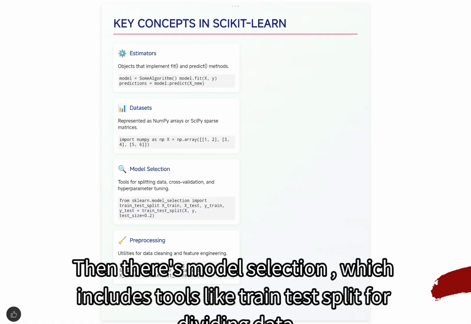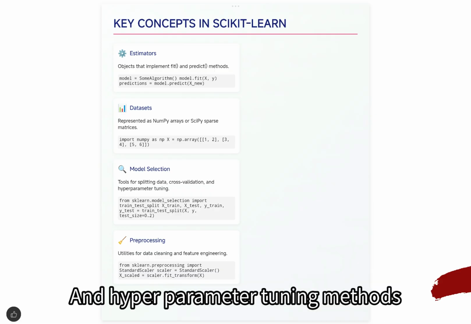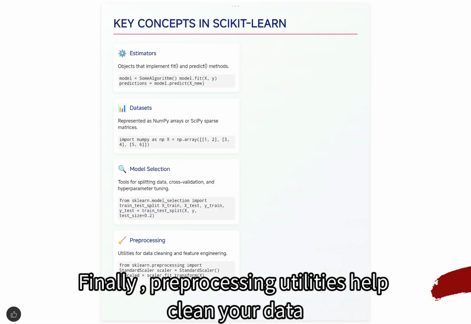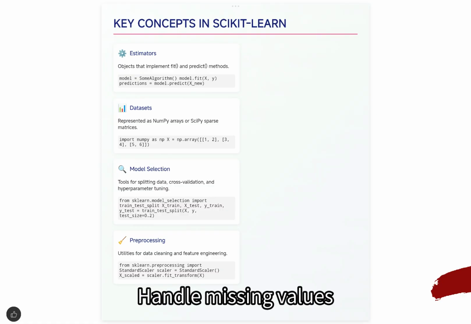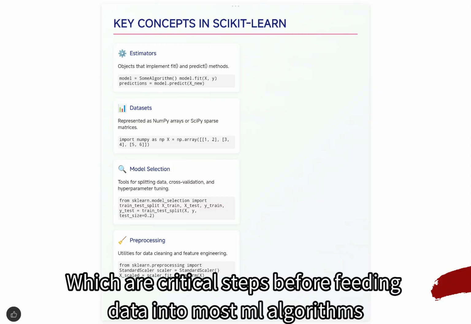Then there's model selection, which includes tools like train-test-split for dividing data, cross-validation techniques like k-fold to robustly evaluate performance, and hyperparameter tuning methods. Finally, preprocessing utilities help clean your data, handle missing values, scale features, and encode categorical variables, which are critical steps before feeding data into most ML algorithms.